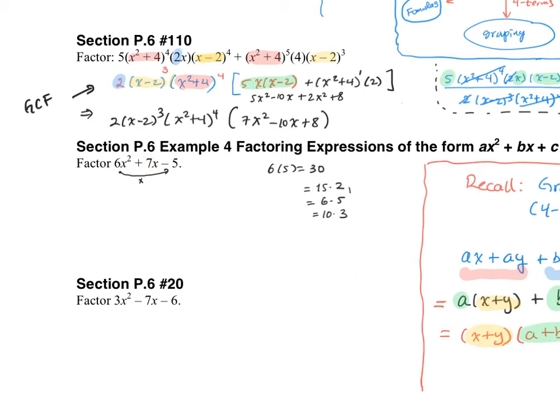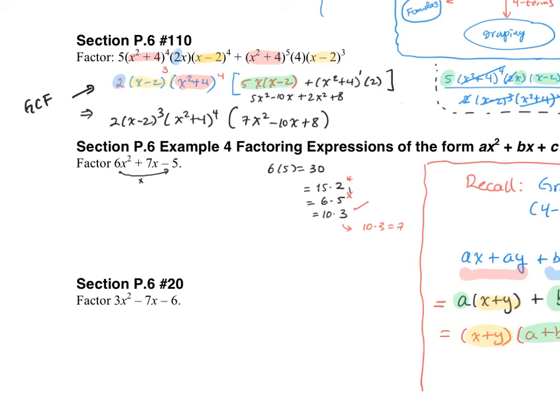So that's the key. All right, so clearly 15 plus 2 is 17. 15 minus 2 is 13. So this will not work. 6 times 5: 6 plus 5 is 11, and 6 minus 5 is 1. So this one doesn't work either. But this one will. Because 10 plus 3 is 13, yes, but 10 minus 3 is 7. Okay, so 10 minus 3 will give you 7. So this is the winner.